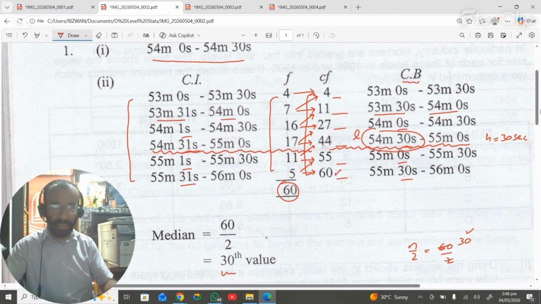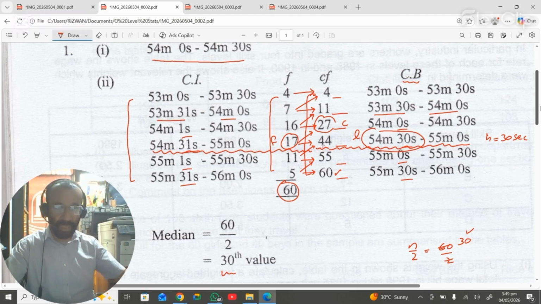Okay, L plus H over F. So this is F, frequency, into n by 2. So n is 60 minus c, and c is the previous cumulative frequency. So for this class, this term will be c. Now putting these values into the formula.